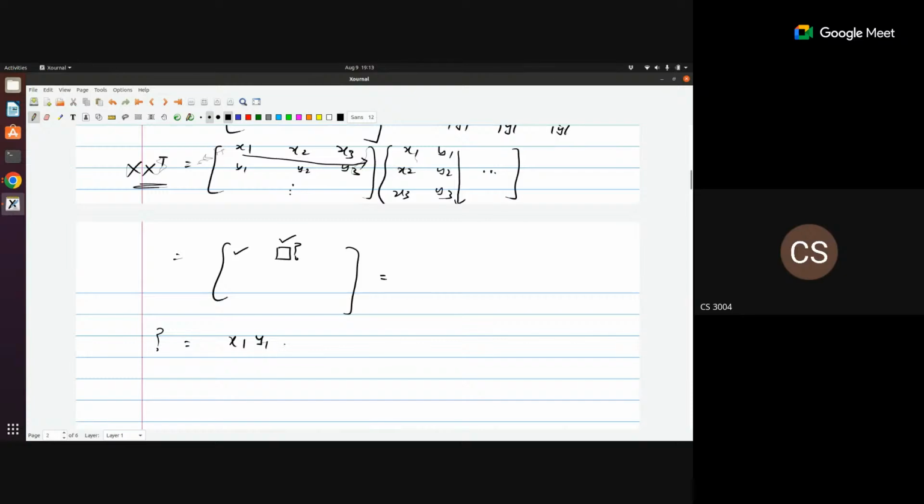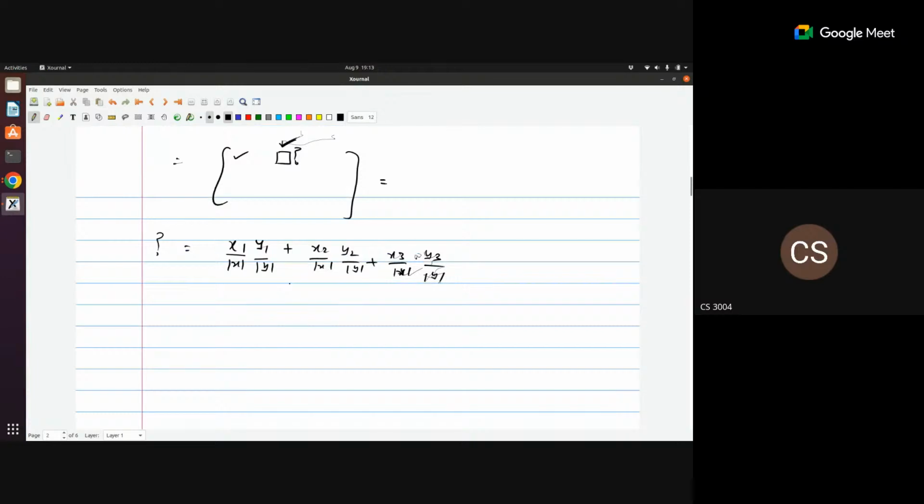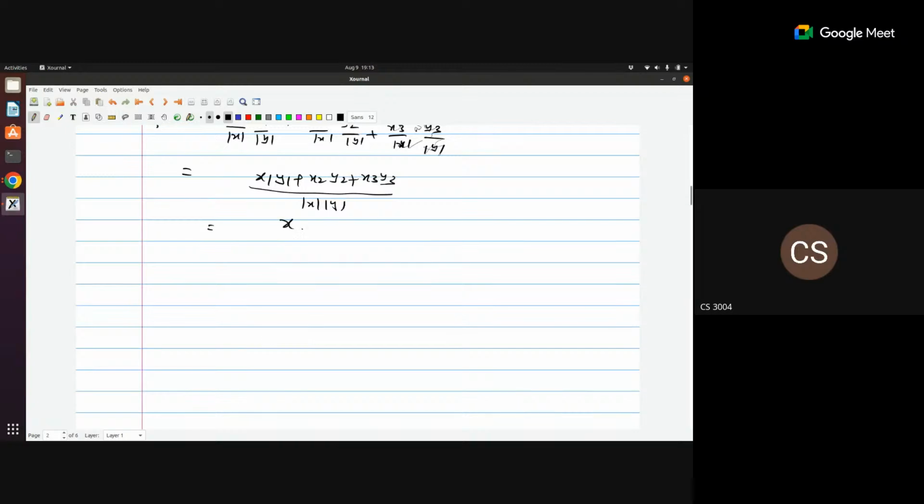X1 Y1. They are normalized, so X1 divided by mod X, Y1 divided by mod Y, plus X2 divided by mod X, Y2 divided by mod Y, plus X3 divided by mod X, Y3 divided by mod Y. This is going to be this element. And what that comes out to be, you can simply write as the sum divided by mod X, mod Y. This is basically the dot product X dot Y divided by mod X mod Y.